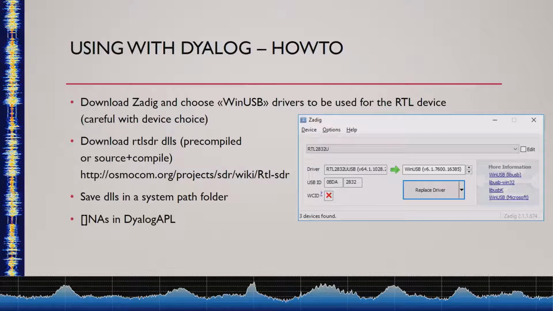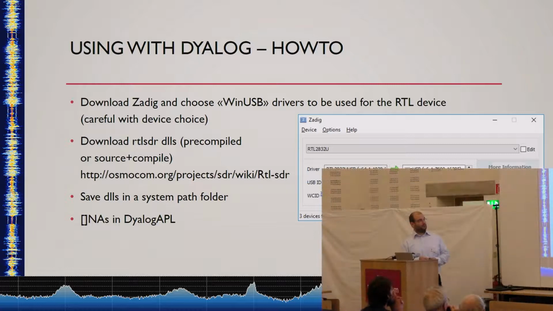Zadig is open source, I don't know, it's open source, but it's free. It's a free software that you can use to change the original drivers that Windows applied to the device that were correct for Windows probably, but are not correct for us. We need the WinUSB drivers because the RTL-SDR libraries themselves are built upon that.